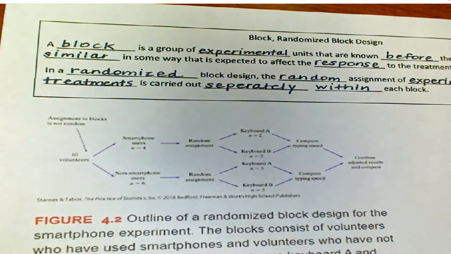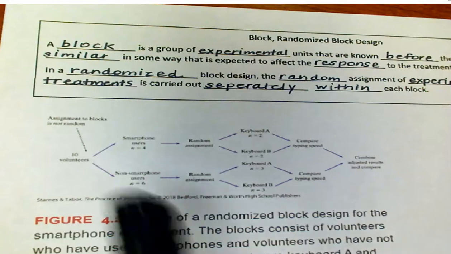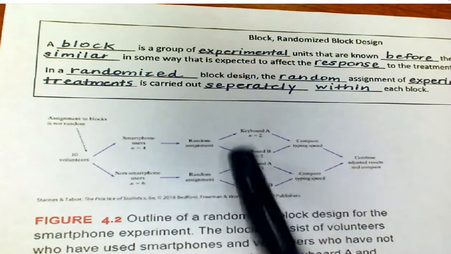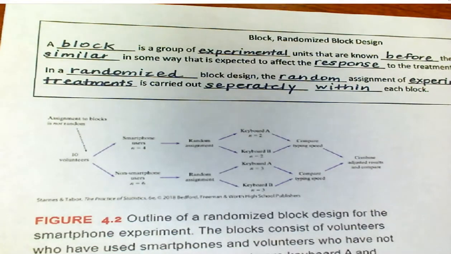And then randomized block means, okay, once you get those separated, then you're going to randomly assign them the treatments. So this is an outline of a randomized block design for a smartphone experiment. The blocks consisted of volunteers who have used smartphones and volunteers who have not used smartphones. The treatments are keyboard A and keyboard B.